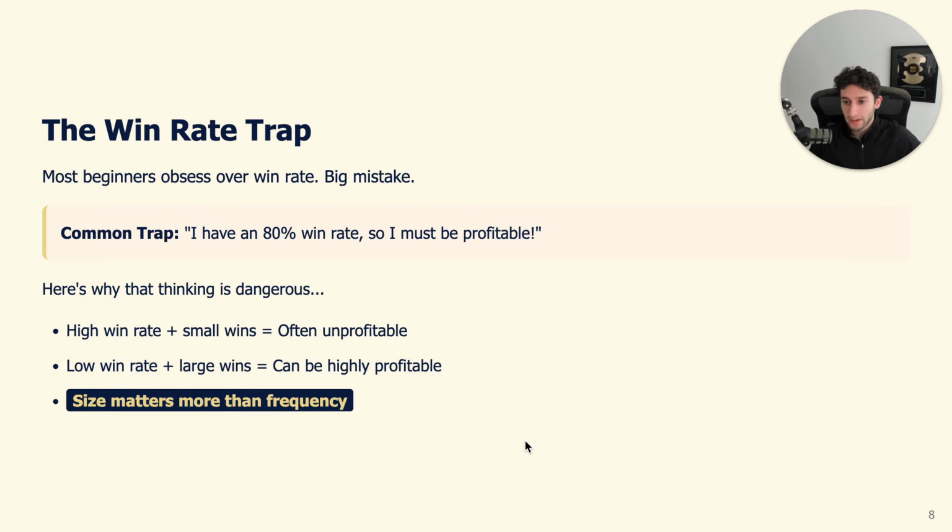A lot of people get that messed up with the win rate trap, right? People think, oh, win rate is the only thing that matters. You have an 80% win rate, so I must be profitable. But risk reward is the other thing that's important. A high win rate with small wins means you're not going to make money. A low win rate with large wins means you can be highly profitable. Size matters a lot more than frequency.